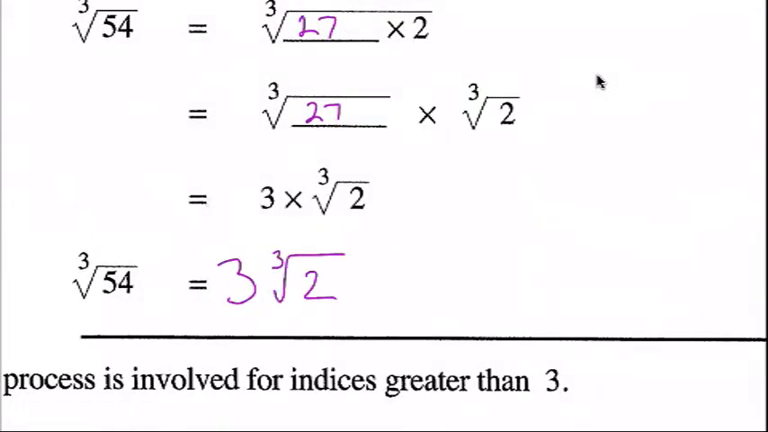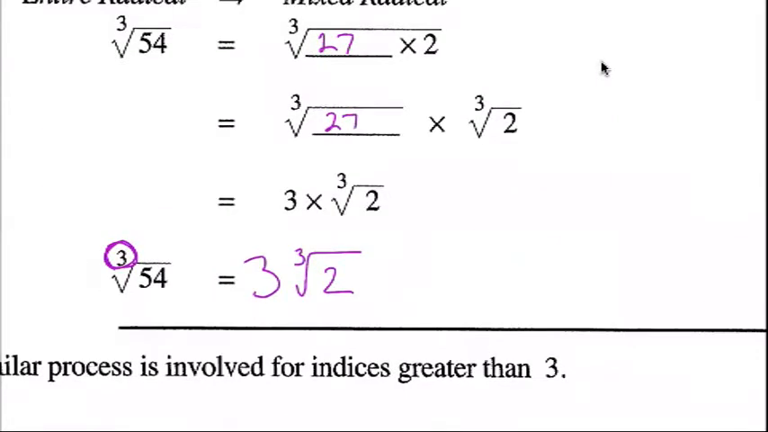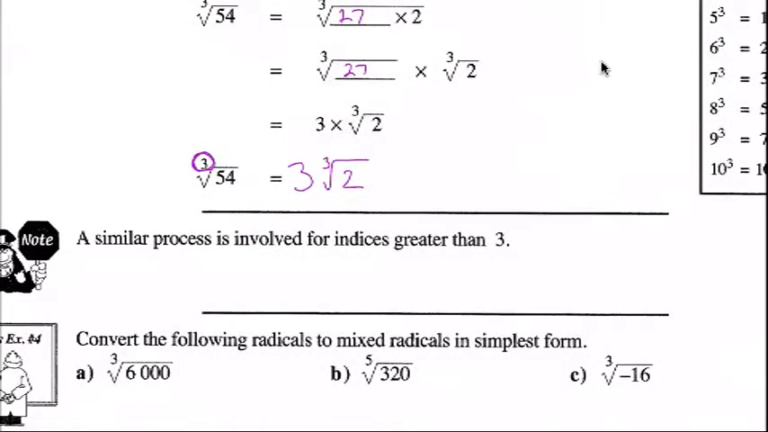And it's important to have that index on there. Okay? You can't forget that index. If the index is 2, it doesn't need to be there. If it's anything different, it needs to be there. Okay. And that's where it says similar processes involved for indices greater than 3. So if I have an index greater than 3, so it's a 4 or a 5, prime factorization works much better when we have a bigger index, because otherwise you have to remember what all of those perfect fifths and fourths and sixths are.